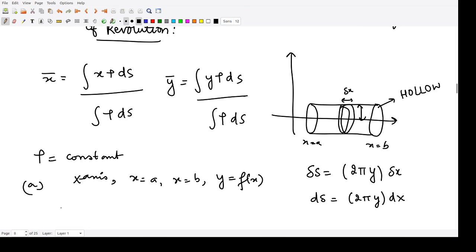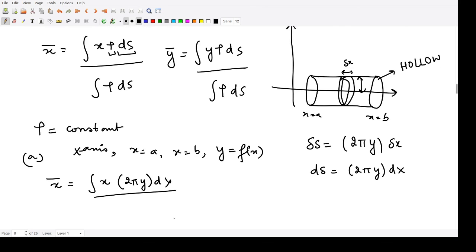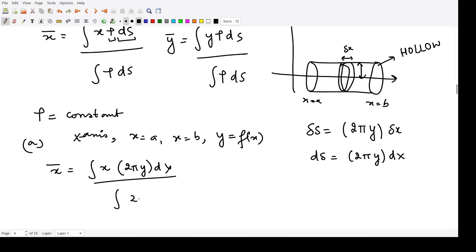So the x coordinate would simply be the integration of x, and we take rho to be 1. What is the value of this ds? ds is 2 pi y dx, divided by the integration of 2 pi y ds, right? And the coordinate for y would again be 0, because the coordinate here will also lie on this. This is the coordinate for center of gravity. It again lies on the y-axis, so its coordinate would also be 0.